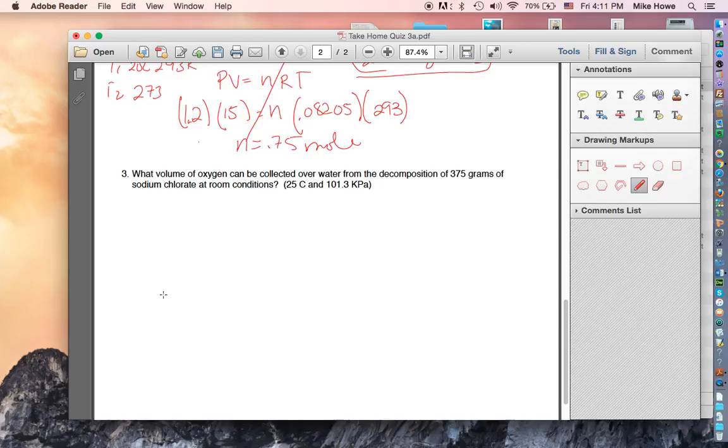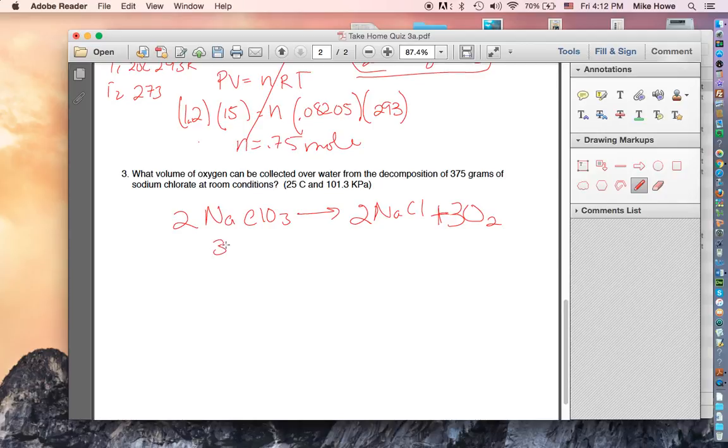All right. Now we have the last question. You got decomposed sodium chlorate at room conditions. So you got sodium chlorate. Metallic chlorates decompose to make metallic chlorides plus oxygen. You may remember that from your help sheet. And you got to balance things. So you've got 3 O's, you got two O's, put a 3 here, put a 2 here, gives you 2 Na's, put a 2 here, there's the balance of the equation.